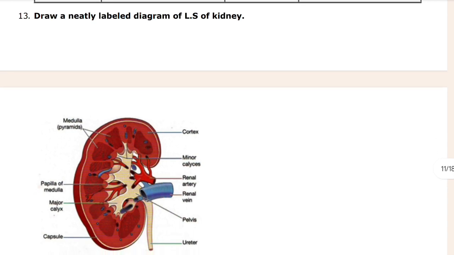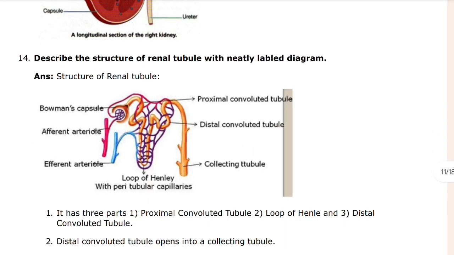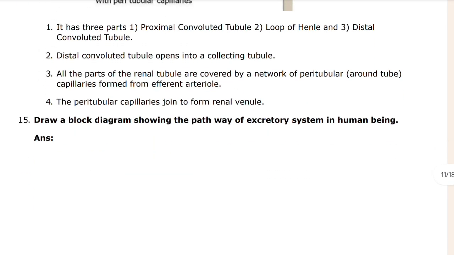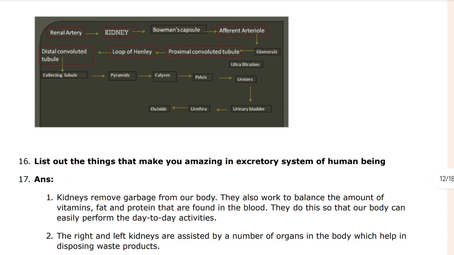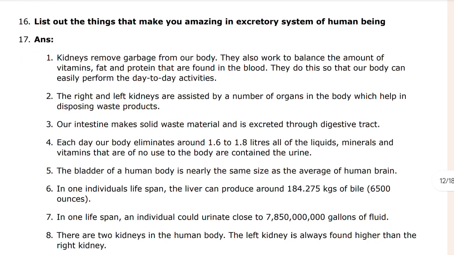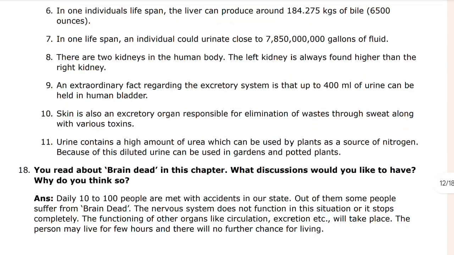Then draw the diagram of the kidneys. Describe the structure of the renal tubule with a labelled diagram. Here you can see the kidney, and this picture is taken from your textbook only. The sixth one you can also see, and this is the answer.